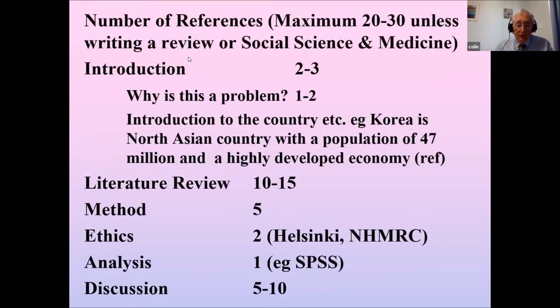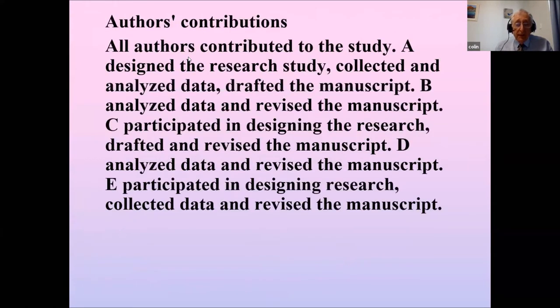Number of references, usually 20 or 30, unless you're writing a review, in which case we'll accept up to about 50, or you're submitting to a journal like Social Science and Medicine, or one of the newer open access journals where you can submit as many references as you like. And this is generally the kind of distribution that you would have. A couple for the introduction and the setting. Then in the literature review of what's gone on before, generally around about 10 references. And then in your discussion, another 10 or so. So that's a sort of a general outline of what you should be doing.